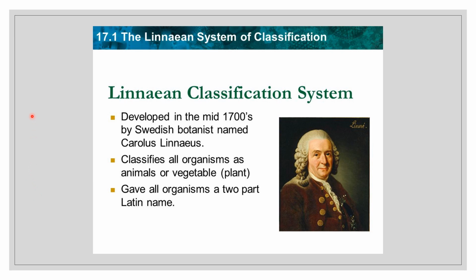Let's now proceed to the Linnaean system of classification. This system was developed in the mid-1700s by the Swedish botanist Carolus Linnaeus. This system classified all organisms as either animals or plants. It also gave all organisms a 2-part Latin name.